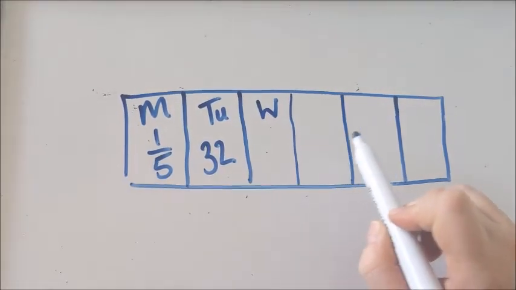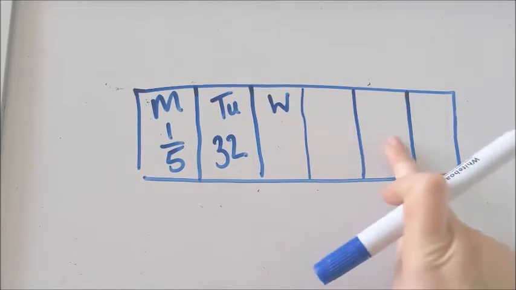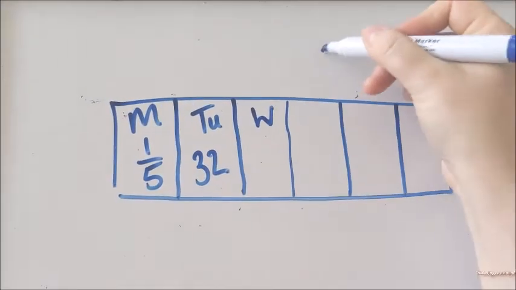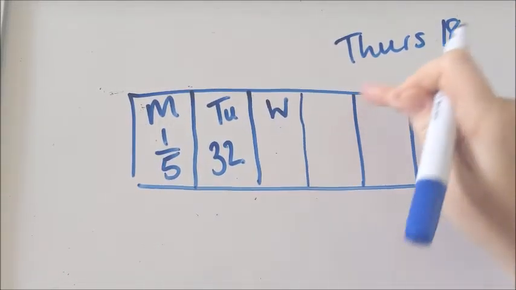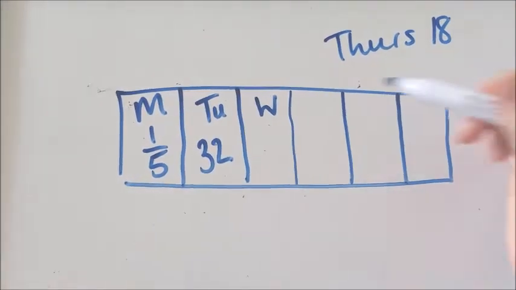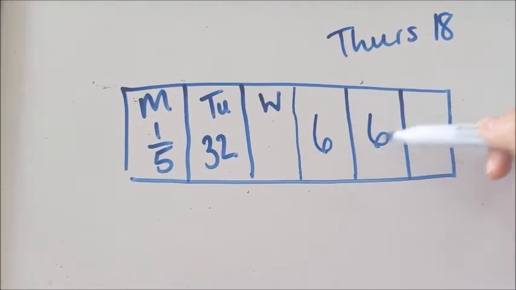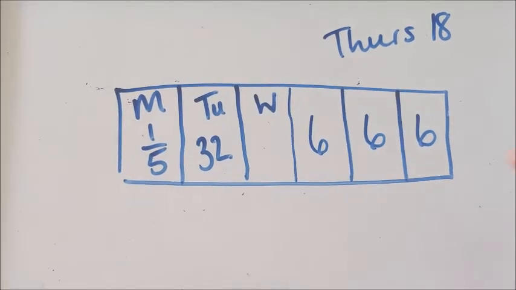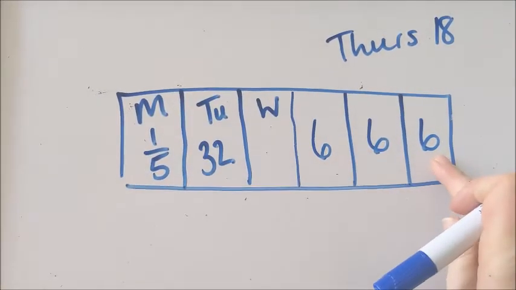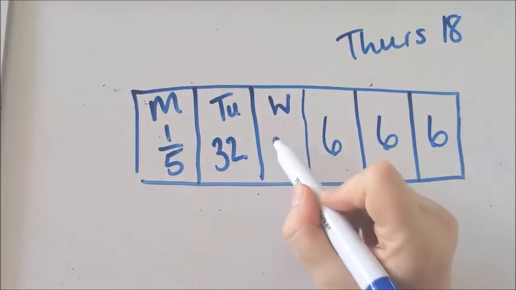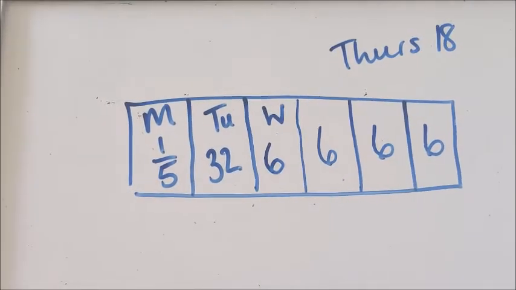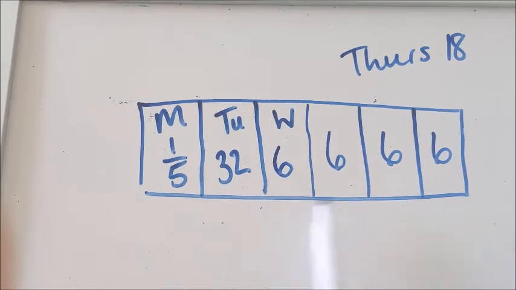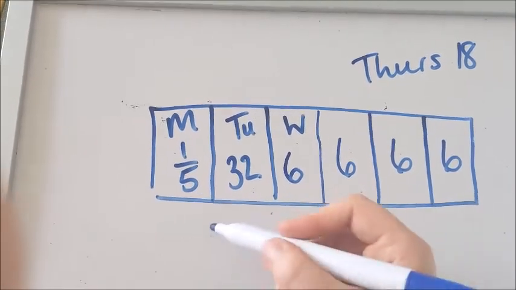On Thursday, she reads the final 18 pages. Now you can see that there are still 3/4. So on Thursday, if she reads 18 pages, what we can do is do 18 divided by 3, which is 6. So we know that each of these quarters is worth 6. If these are worth 6, then Wednesday also has to be worth 6. Okay, so now we know how many pages she's read on Tuesday, Wednesday and Thursday altogether.